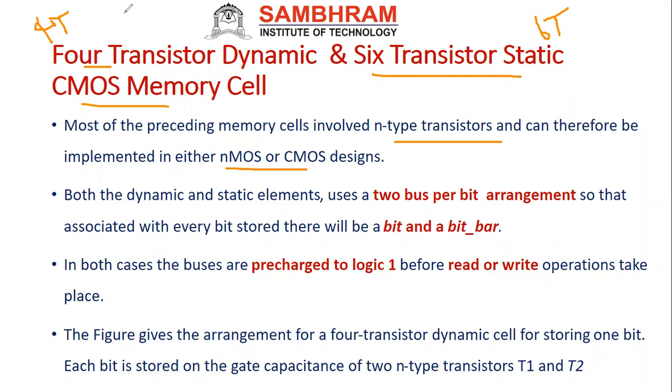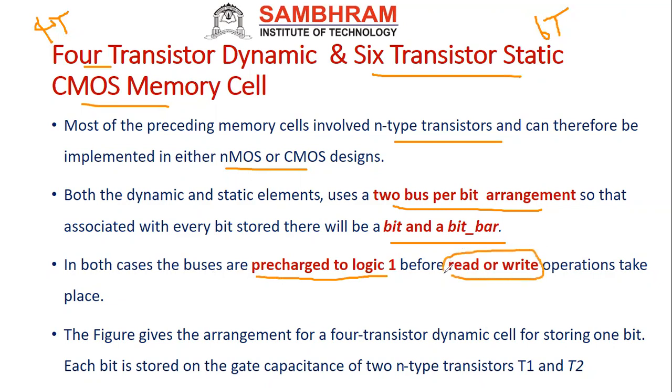Now both the dynamic and the static elements use a 2 buses per bit arrangement, associated with every bit stored. There will be a bit and a bit bar line, because you are storing 2 buses per bit. So each bus will carry the bits as bit and bit bar. Now in both cases, the buses are pre-charged to logic 1 before read and write operations.